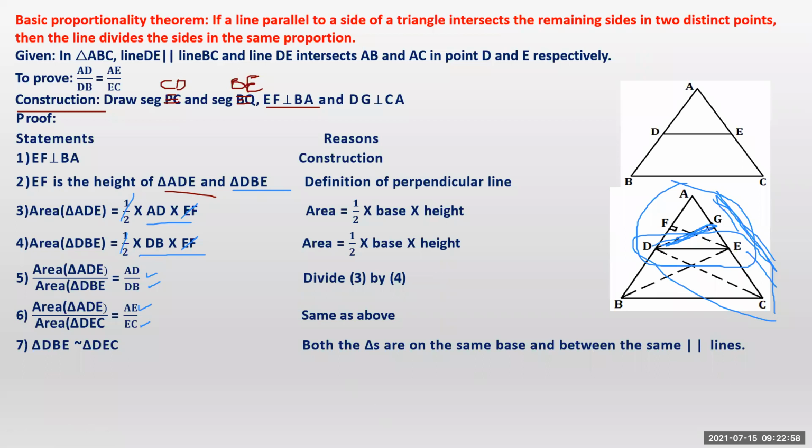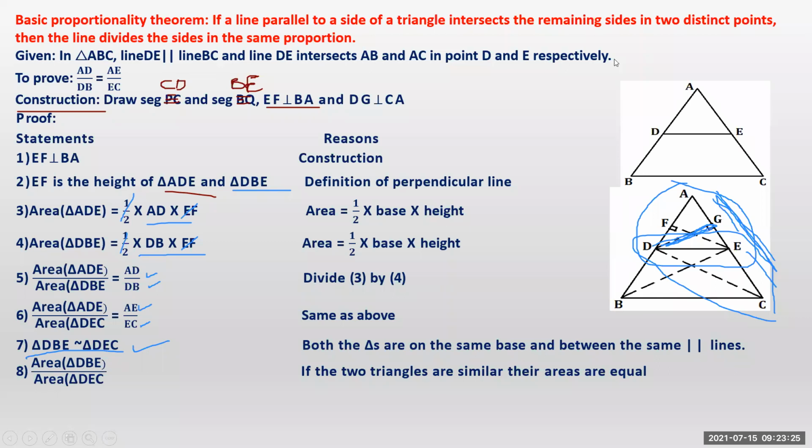The two triangles are what? Similar. Understand? With respect to that property, I want to get triangle DBE is similar to triangle DEC. So triangle DBE upon triangle DEC is equals to what? It is equals to 1, because if the two triangles are similar, their areas are equal.